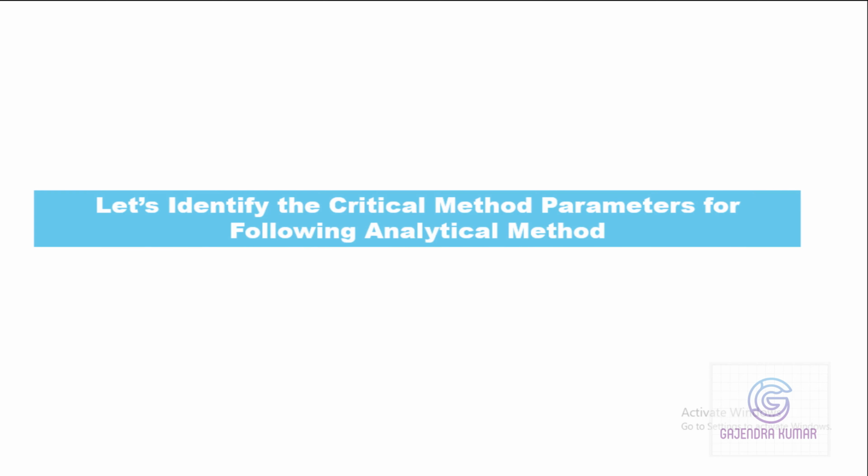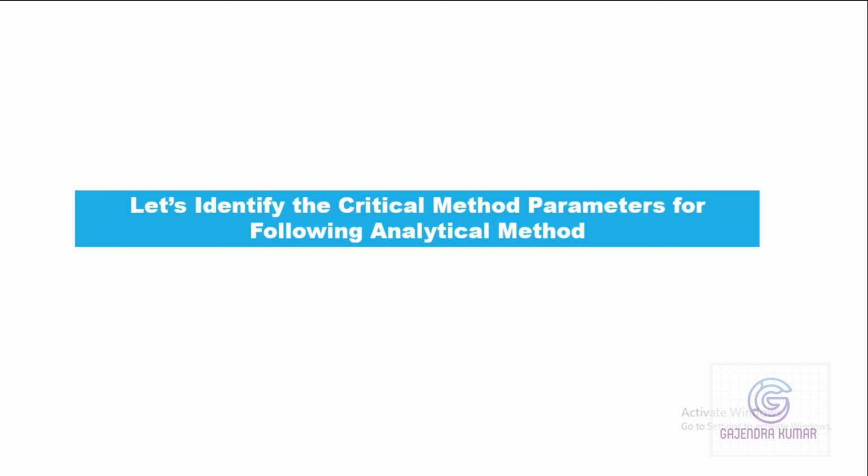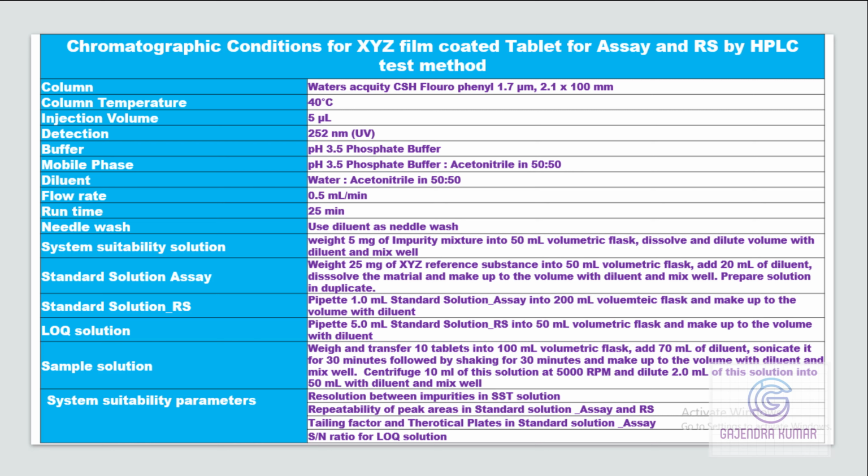So let's identify the critical method parameters for the following analytical method. This is the analytical method for a product called XYZ film coated tablets. It is a method for both SA and RS. Detection is by UV at 252 nanometer. Flow rate is 0.5. Runtime is about 25 minutes. The sample preparation was both sonication and shaking. The system suitability parameters are resolution, repeatability, and also S/N ratio for the LOQ solution. So this is the method.